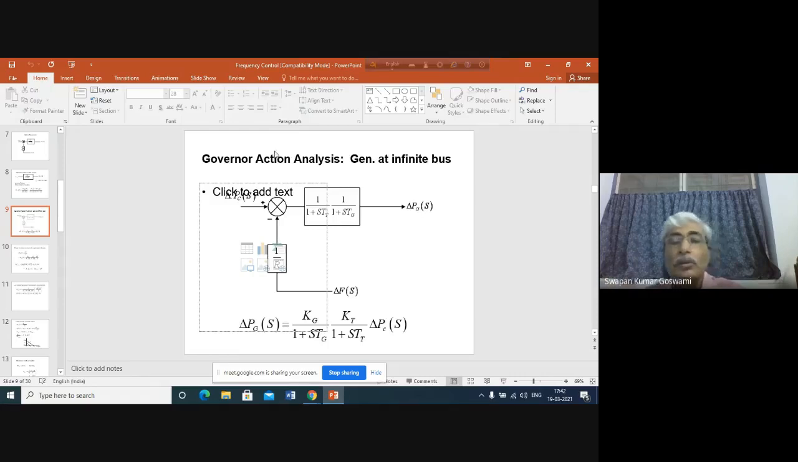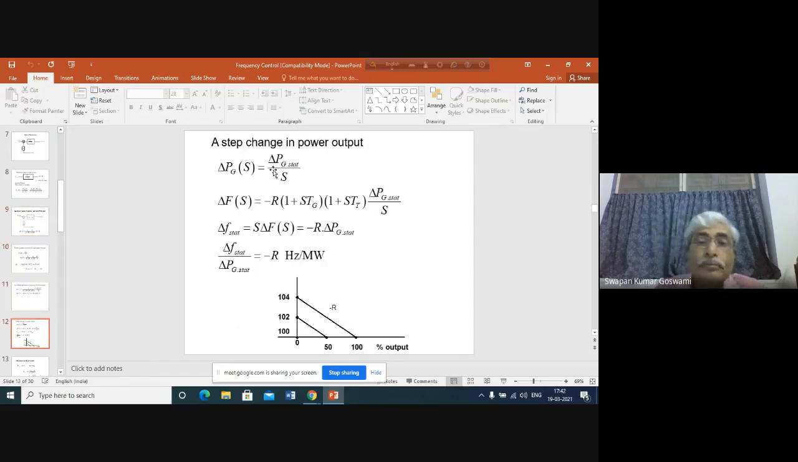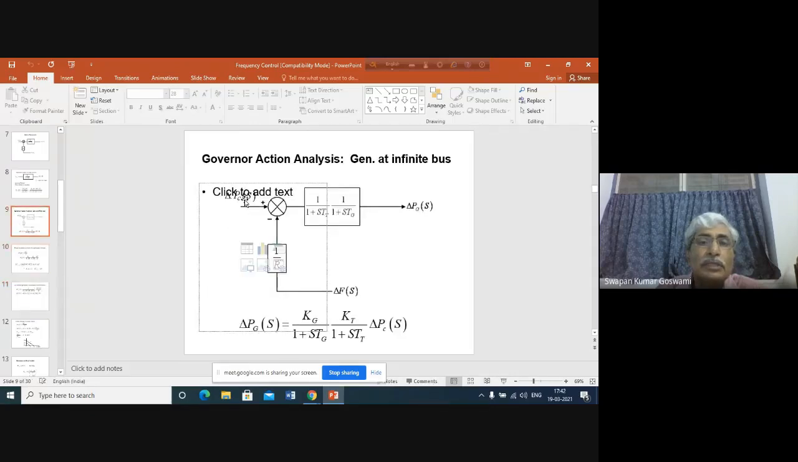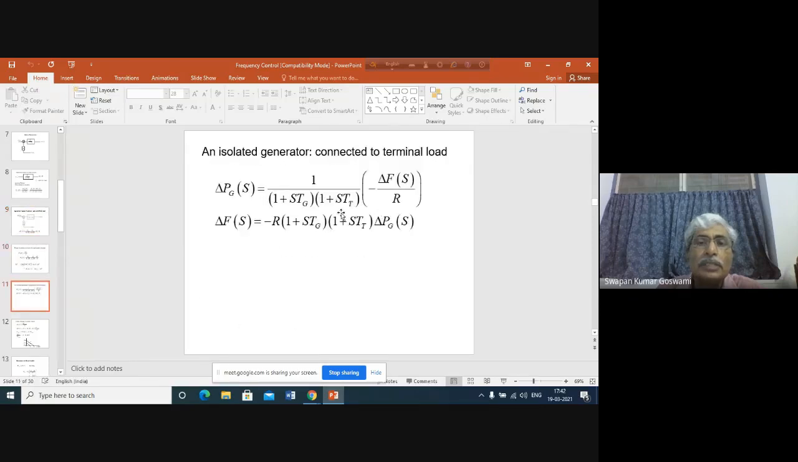So what you will see is that the speed changer position is not being changed. So what can we write? The KG KT product we have set equal to 1. So we can now write from this relation that del PGS is 0. Del PGS equals minus del Fs by R into 1 by 1 plus STG, into 1 by 1 plus STT. This is what we should be writing. Del Fs by R, 1 by 1 plus STG, 1 by 1 plus STT.